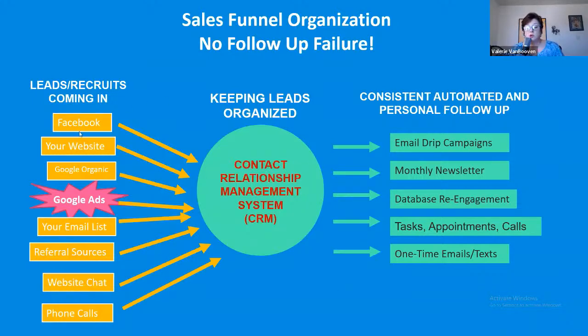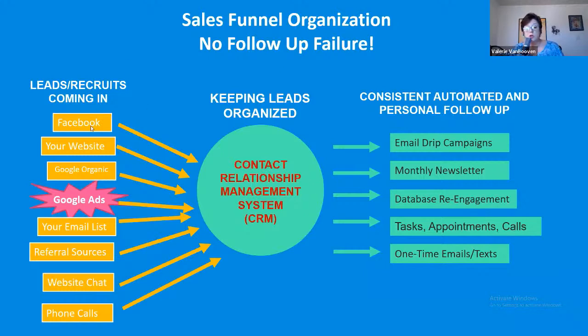They come into a CRM. They call you. They fill out a form, and they end up in your database of contacts. And if your CRM is working for you, it will automatically put them into an email drip campaign, a monthly newsletter, a database re-engagement campaign, tasks, appointments, calls, one-time emails and texts, all those things you can do. And you can automate most of them. You don't have to automate all of them. And you can make this work for you.